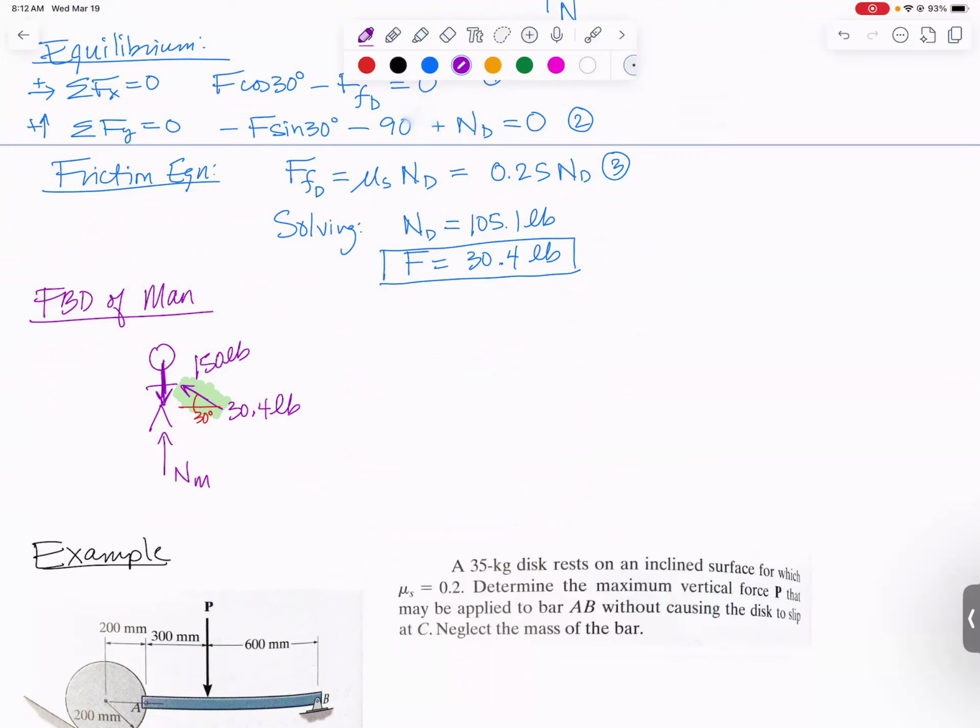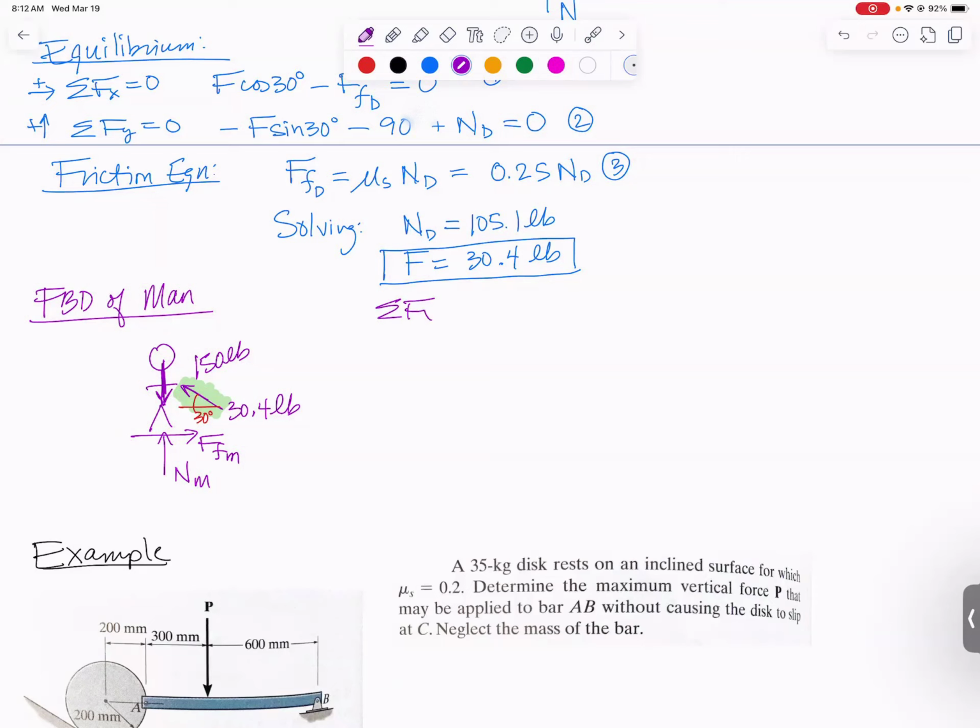And let's see, the dresser would tend to push him back that way. So the friction force on him has to oppose that motion and act to the right. Force of friction on the man acts to the right. There's the free body diagram of the man. We have two unknowns. We can solve for both of them.